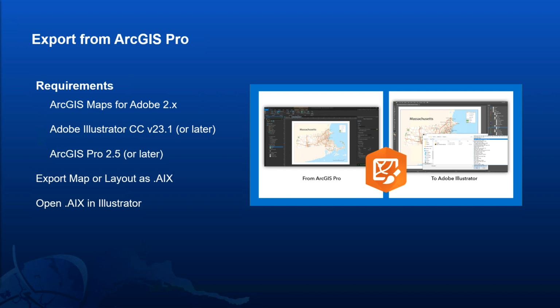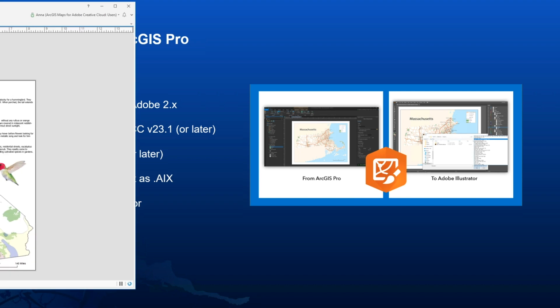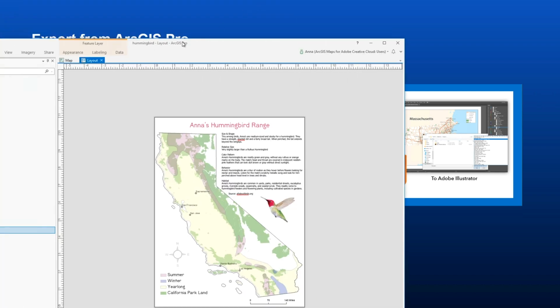So a couple things to note here. You have to have ArcGIS Maps for Adobe 2.0 or later for these files to process, and ArcGIS Pro 2.5 or later as well. So I'm going to go ahead and open Pro quickly here and show you a quick map that I created.